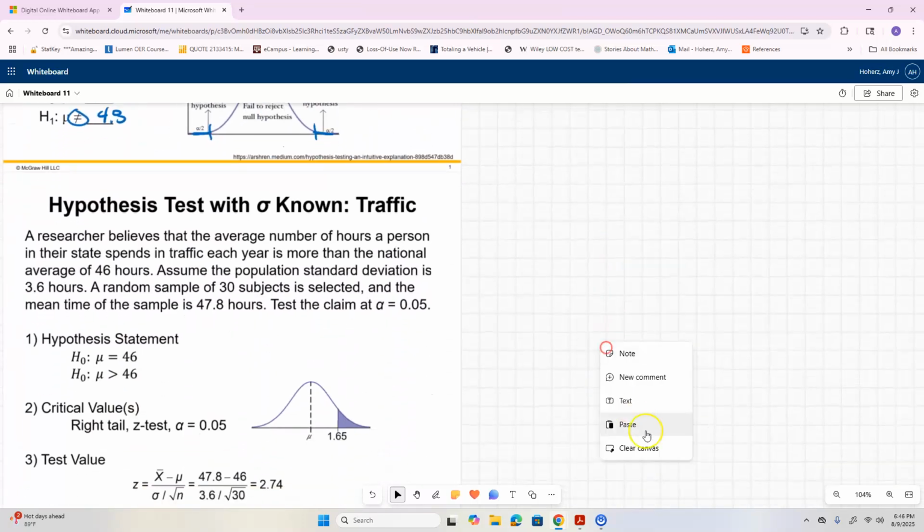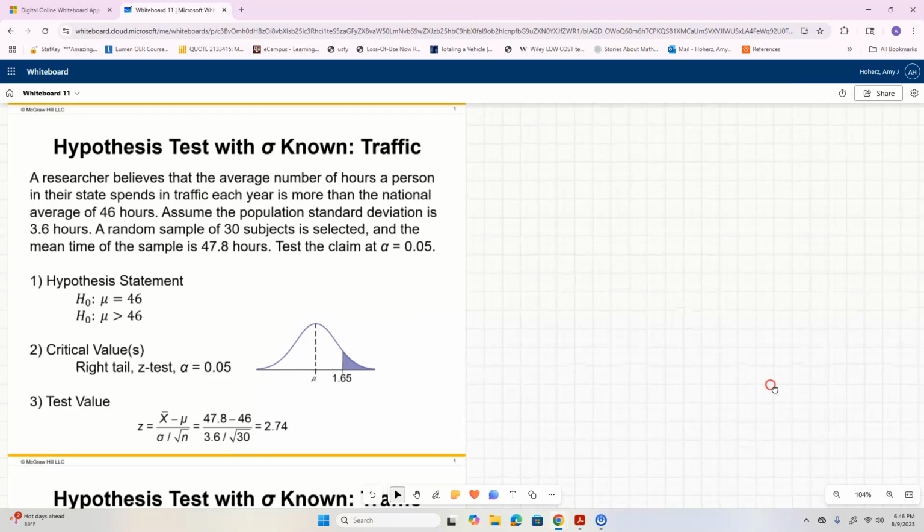So here we go. Here's our first full hypothesis test. A researcher in this case believes that the average number of hours a person in their state spends in traffic each year is more than the national average of 46 hours. So remember, you could be comparing information from now to a study from the past. You could be comparing a sample that has had a treatment done to it, such as medication, or in the last section we talked about adding insulation.